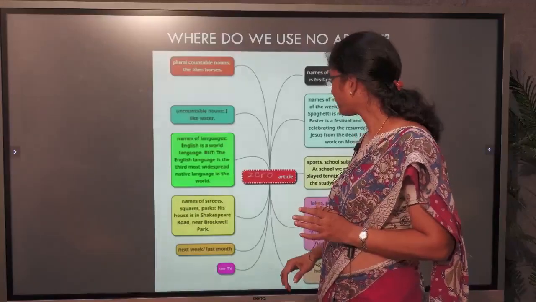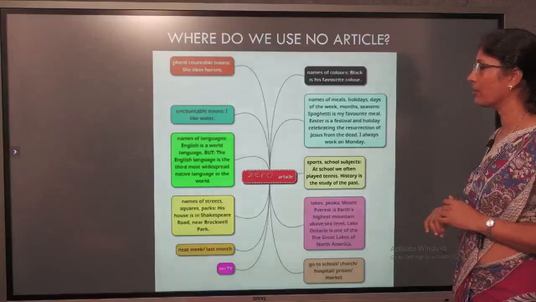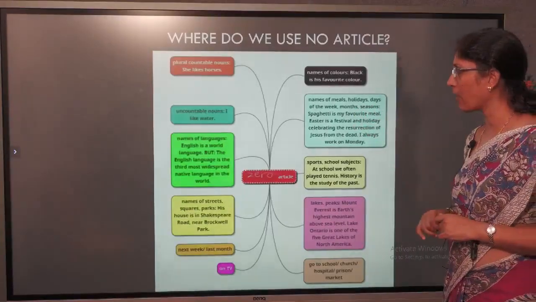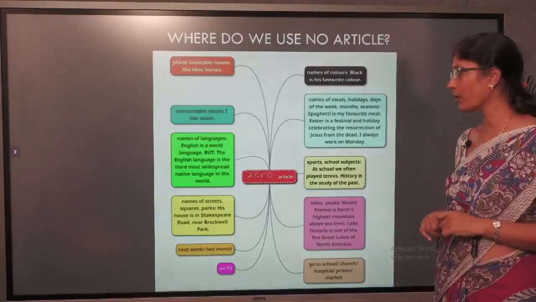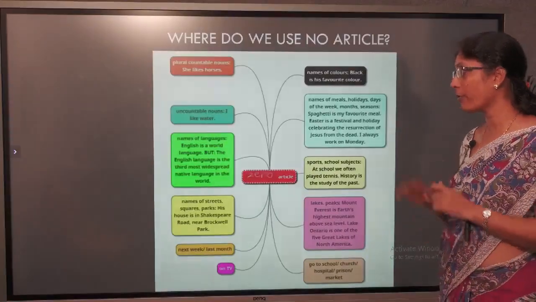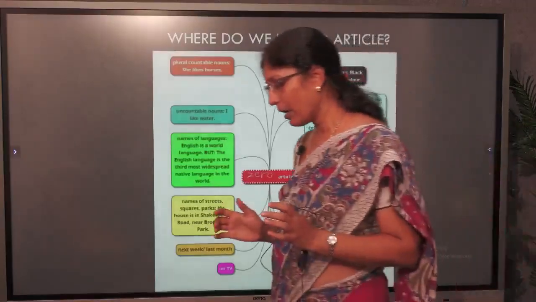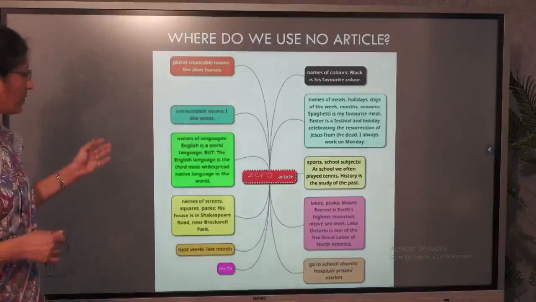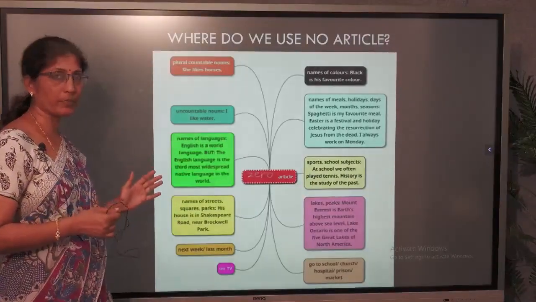Next, plural countable nouns. When we use them in a general sense, we don't use any article. Next, uncountable nouns like water, sugar, money. But we use articles when we make it into a countable noun. A glass of water, right? A bottle of water, a tin of water. Next, names of languages. As languages have particular names, we don't use an article.